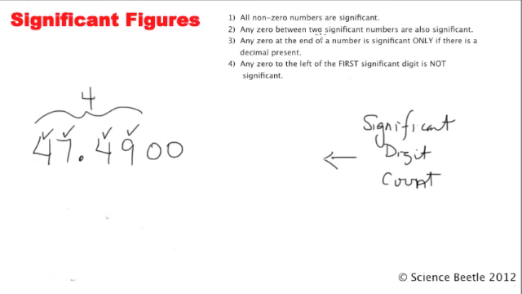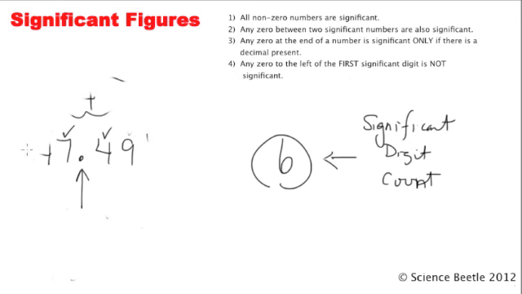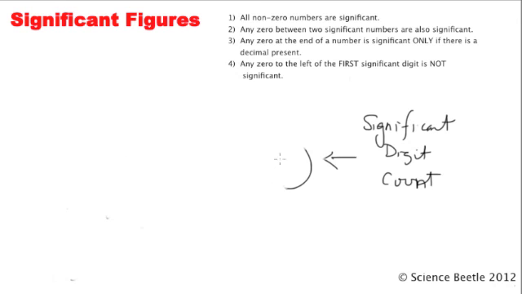Any zeros between significant figures? No, that doesn't apply. Any zeros at the end of the number are significant only if there's a decimal present. There is a decimal present right there. So that means that these two zeros at the end are also going to be significant. That gives us another 2 for a total of 6. So there are a total of 6 significant digits for this particular problem. Okay, let's go ahead and try another one, and this will be the last one for this video.